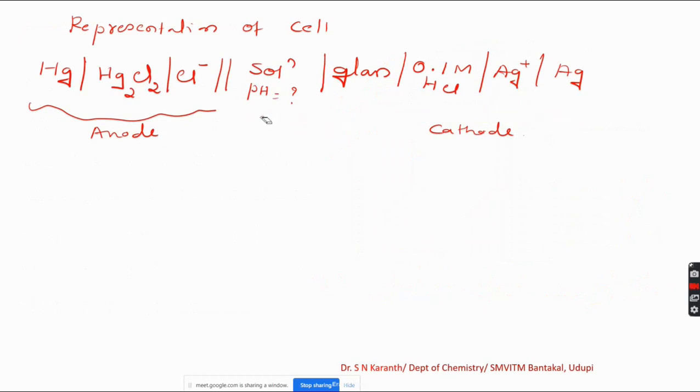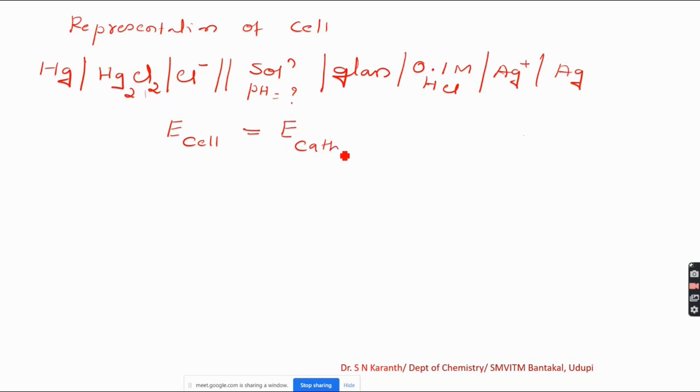Then we want to detect the potential of this cell. By using this potential, we can calculate the pH of a solution. So E cell equals, I'm taking E cell, not E naught cell, because an unknown solution, of unknown pH, is taken, and we do not know whether it is 1 molar or other than 1 molar. So I simply take E cell. E cell equals E cathode minus E anode. The cathode electrode is the glass electrode, so that is E glass electrode minus E standard calomel electrode.